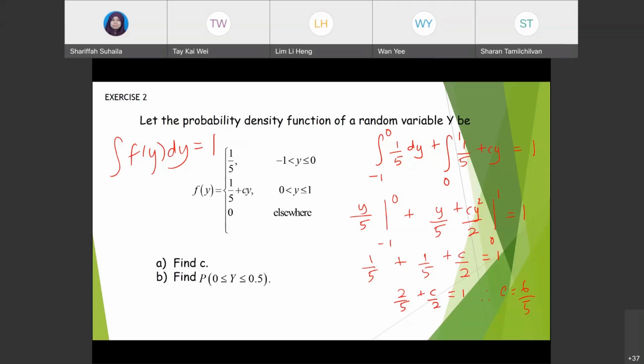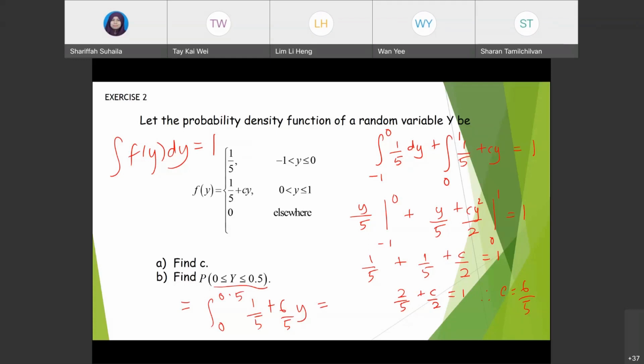Okay, so 0 up to 0.5. The first range is from -1 up to 0. The second range is from 0 up to 1. So now you want to find 0 up to 0.5. Either you use the first range or the second range. Because the probability given is just from 0 up to 0.5, you just want the probability from 0 up to 0.5. So the function is 1 over 5 plus 6 over 5 y. Find the value.